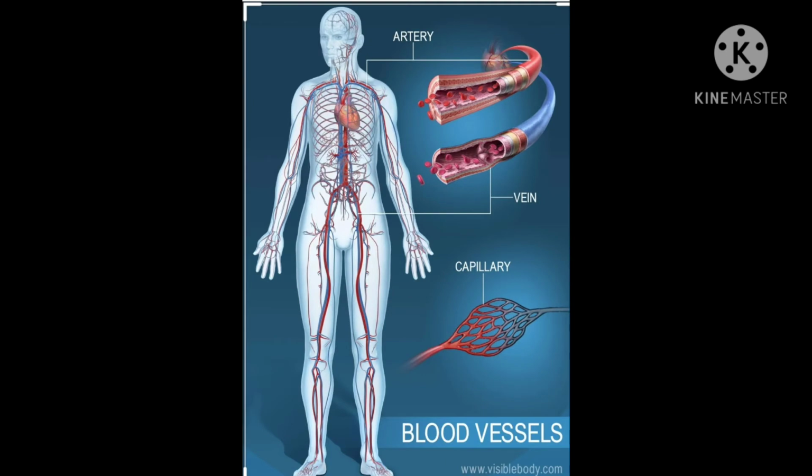Blood vessels means the blood moves in the body in tubes are called blood vessels. The blood vessels are of three types: arteries, veins and capillaries. Arteries, a blood vessel in which blood is carried away from the heart to different parts of the body. And veins, a blood vessel which carries blood towards the heart. And capillaries form the connection between the arteries and the veins. The pumping station is the heart.